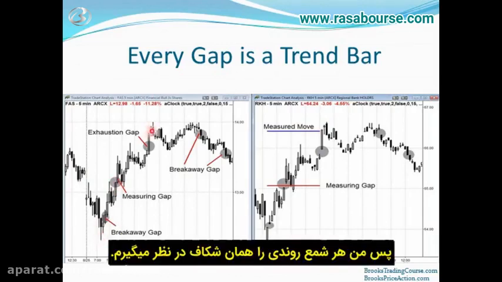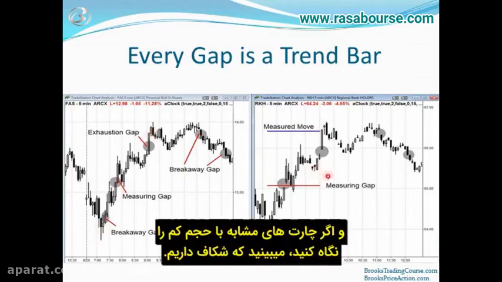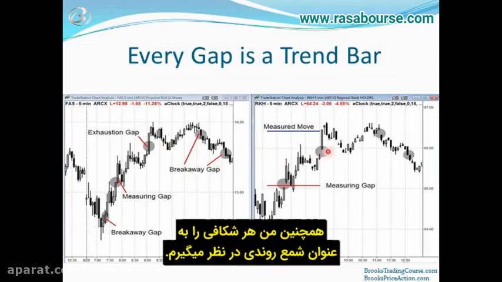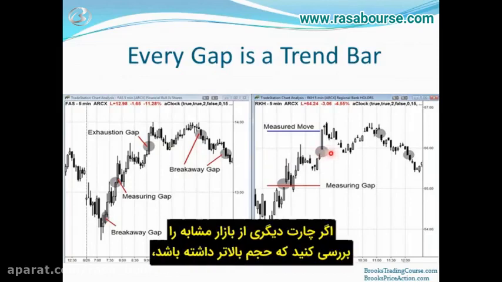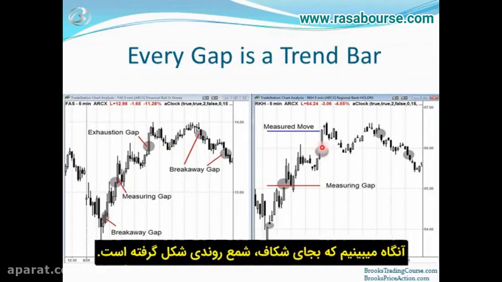So I think of every trend bar as a gap, and if you look at a comparable chart with thin enough volume, it'll actually appear as a gap. I also think of every gap as a trend bar. If you look at another chart of a similar market, but with much bigger volume, instead of a gap, you'll see a trend bar.